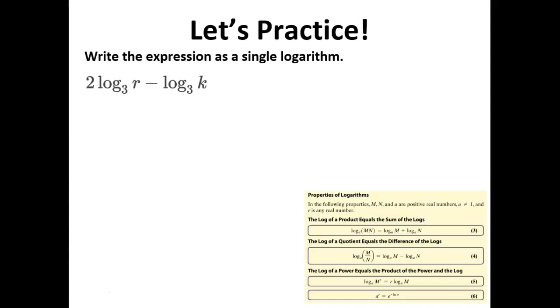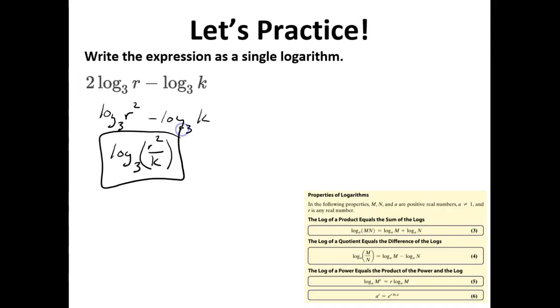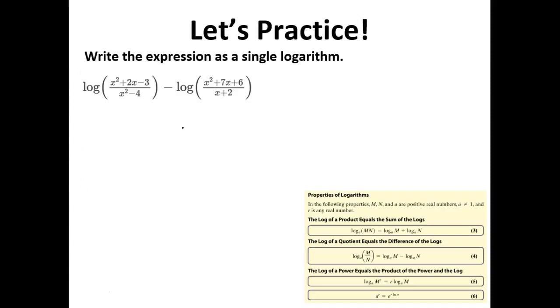Write it as a single logarithm, 2 log base 3 of r minus log base 3 of k. Well, here we have a number out front. That number out front can become the power. So we're going to have log base 3 of r to the second minus log base 3 of k. Now we have a difference, which can be written as a quotient. So it's going to be log base 3 of r squared over k. And now we have it as a single logarithm.